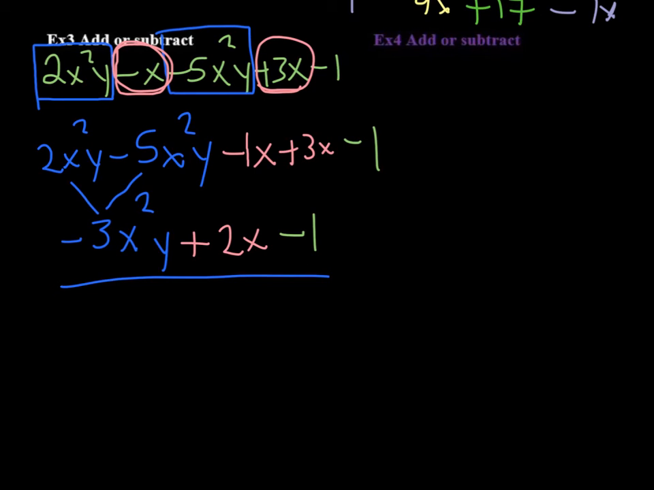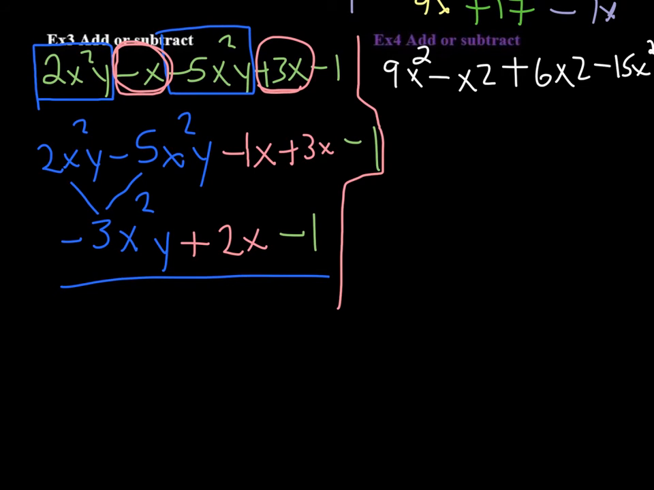Alright, try the next one by yourself. Alright, so try example 4 on your own. So 9x squared, take away xz, plus 6xz minus 15x squared. So pause the video, try it out, and then come back and check your answer with mine. Alright, welcome back. Hopefully you gave that a shot.